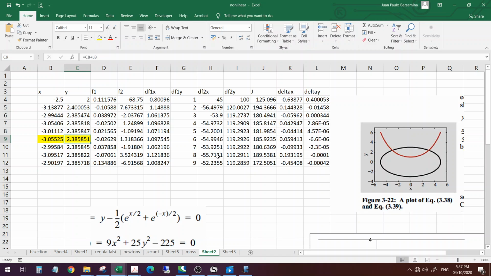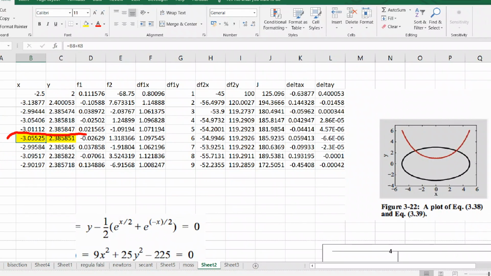Okay, so I'll give this spreadsheet so you can learn on your own with its help. I think we were able to find this coordinate here, because that is negative x and positive y. So for sure, our other solution is positive x and positive y. Okay.